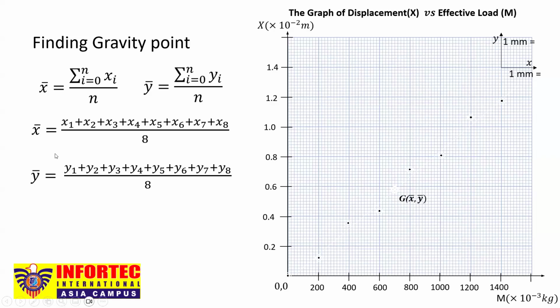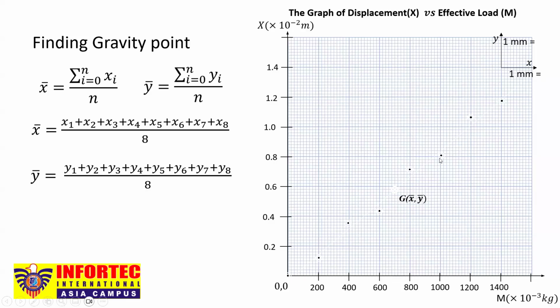And the same thing we can do for the y-axis, right? Take the summation of all 8 data and divide by 8 and find the mean value of the y-axis. This is the best point, the balance point of the graph. We call this the gravity point, right? We name them x bar and y bar. Then we mark this x bar, y bar in our graph.